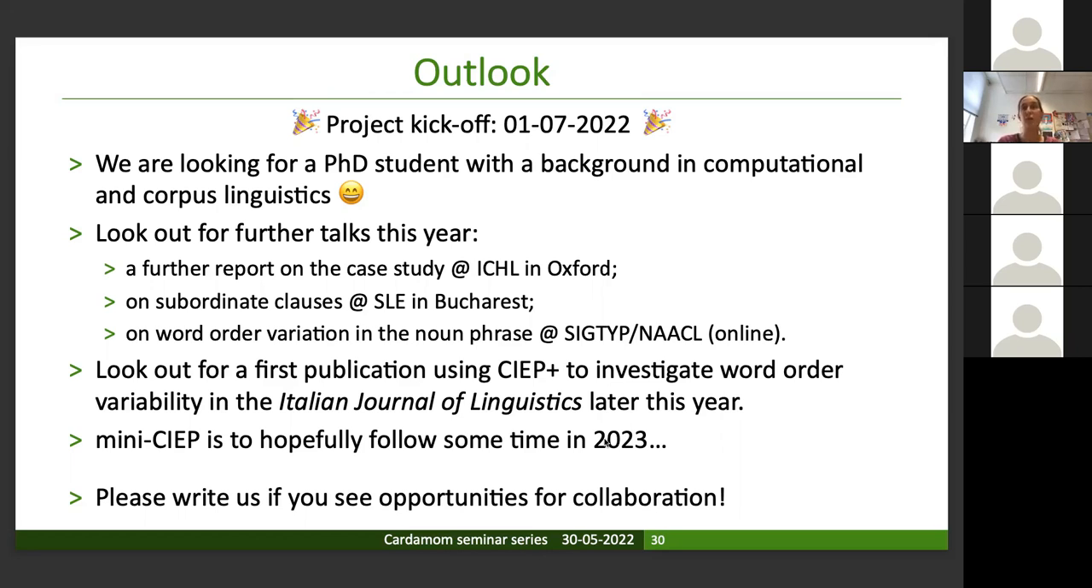Look out for some further talks on this on our project this year. We have a further report on the case study that I just mentioned at ITCHL. We have another project using CIEP+, which has to do with the diachrony of subordinate clauses at SLE. And we have work by Luigi on word order variation in a noun phrase at SIG-type. Also look out for a first publication using CIEP+, in order to investigate word order variability in the Italian Journal of Linguistics. I'm saying later this year because then it might happen. And mini-CIEP is to hopefully follow sometime in 2023.